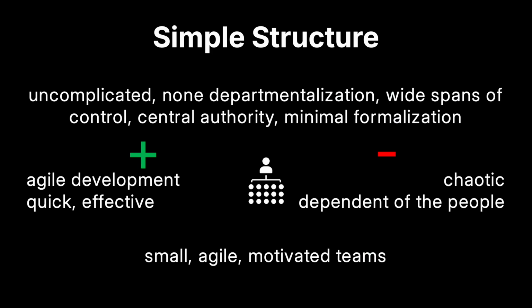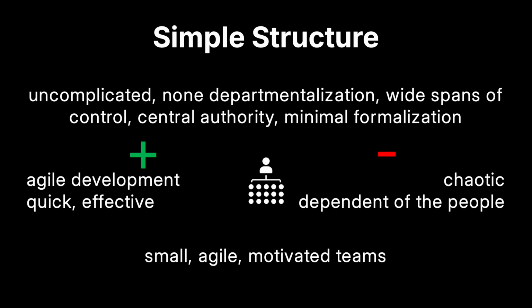Simple structure is uncomplicated: none or low departmentalization, wide spans of control, centralized authority, minimal formalization. It has the potential to be very quick and effective, and it is fitting for small test teams of up to 10 to 30 people, depending on the product situation.